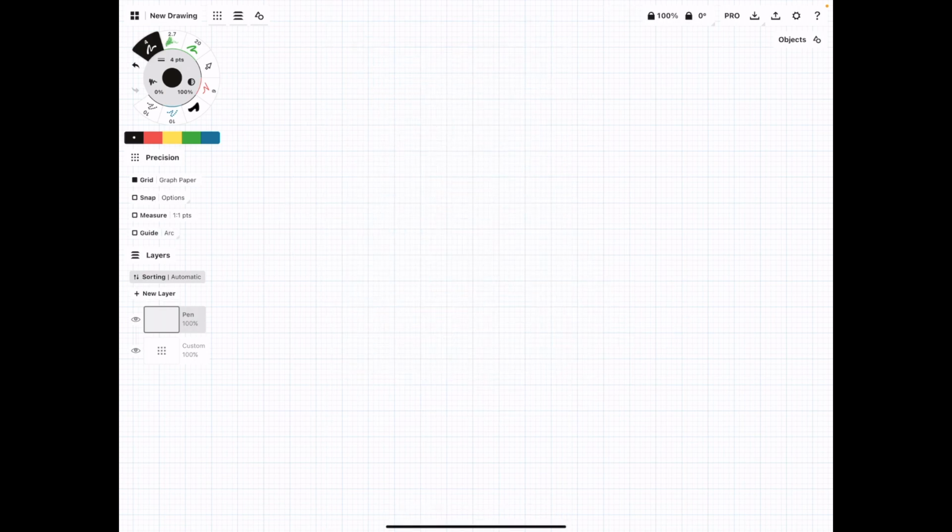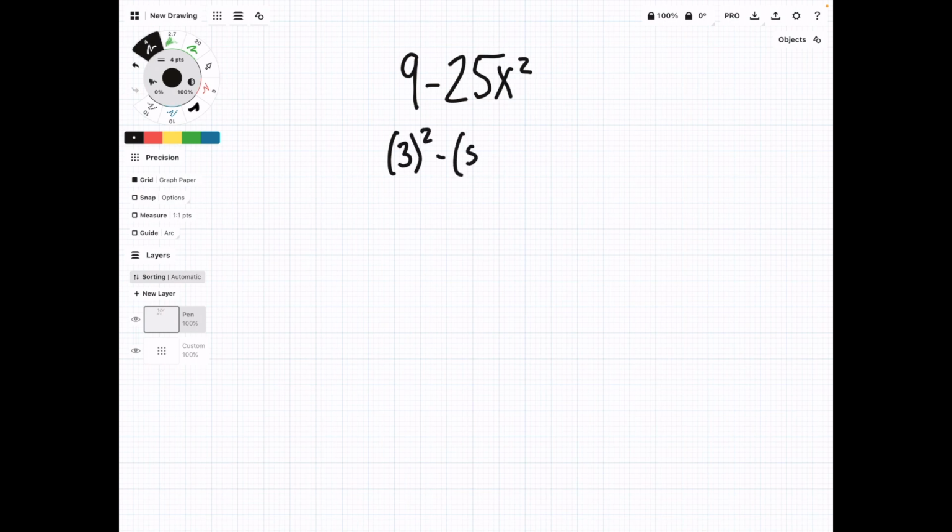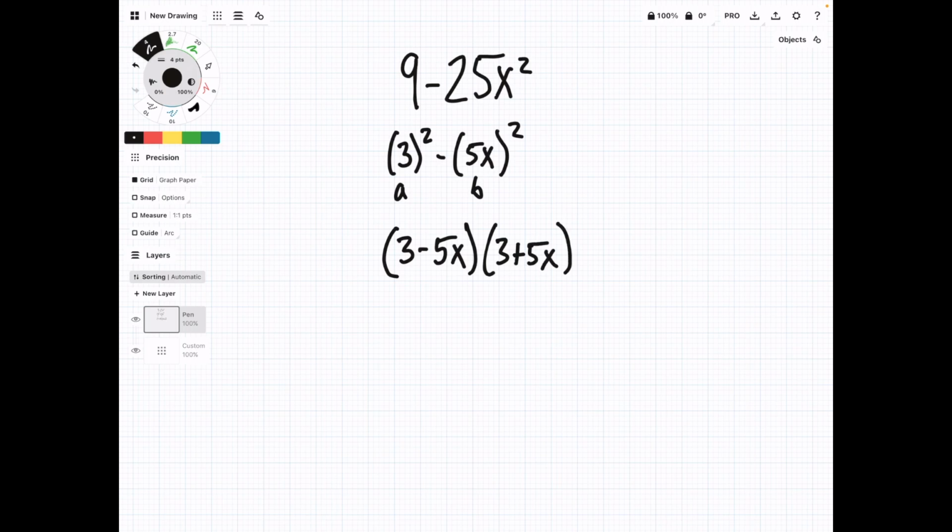Now let's say we have 9 minus 25x squared. So this example really just shows that it doesn't matter if the x squared is over here or over here. As long as both terms are a perfect square, then we can use our formula. So this can be rewritten as 3 squared minus 5x squared. A over here, b over here, and so we can write it out as 3 minus 5x times 3 plus 5x. And there is the factored form of that expression.